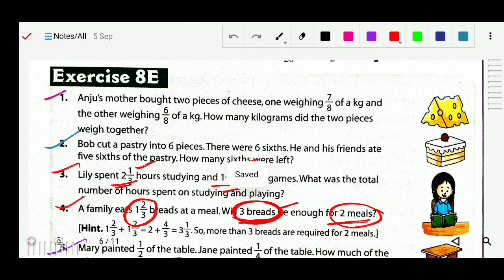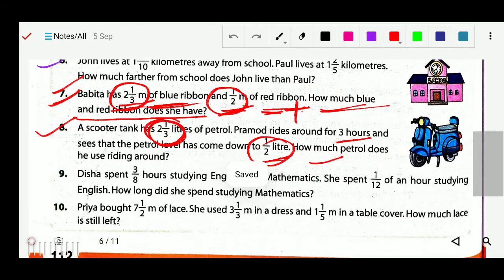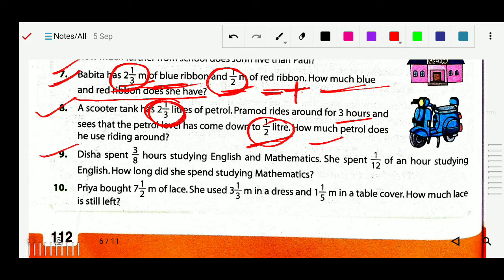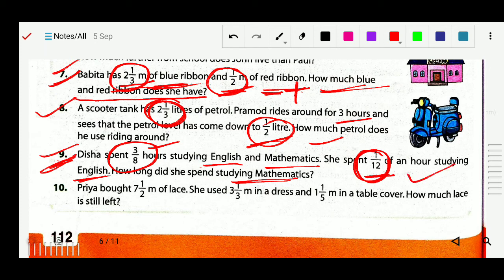Now we will solve number 9. Number 9 is also about subtraction. This is the total time she studied for both English and math together, 3 by 8 hours, and 1 by 12 she was spending only on English. So for math, how much time is she reading? In 3 by 8 you have to subtract 1 by 12. So in question number 9, do 3 by 8 minus 1 by 12 and solve. You will get the answer.